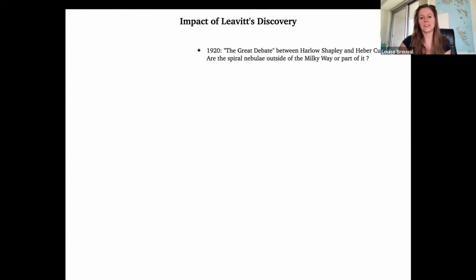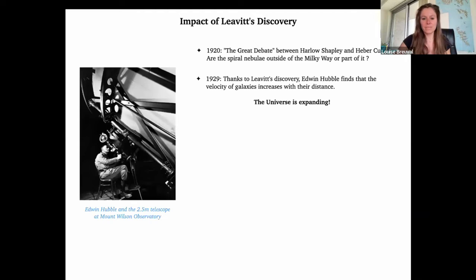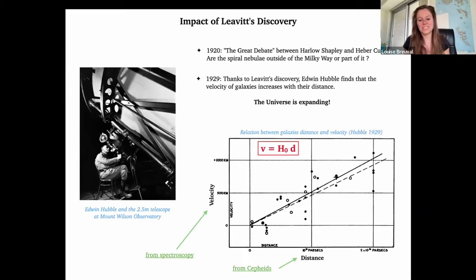This discovery had a tremendous impact in astronomy and cosmology. 100 years ago, we didn't even know if there were other galaxies in the universe, or if the entire universe was limited to the Milky Way. This was the great debate. And in 1929, thanks to the Leavitt Law, Edwin Hubble was able to measure the distance to a couple of galaxies and found evidence that the universe is expanding. You've probably seen this plot before. It's the Hubble diagram with the distance on the x-axis measured from Cepheids and the velocity.